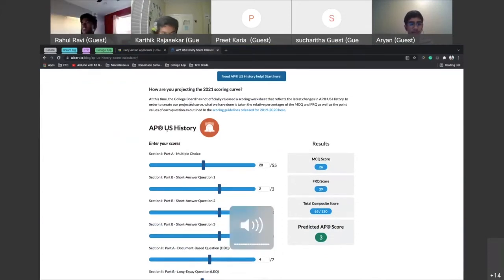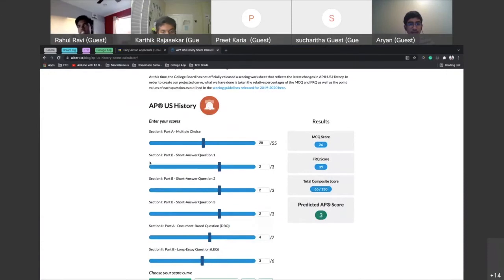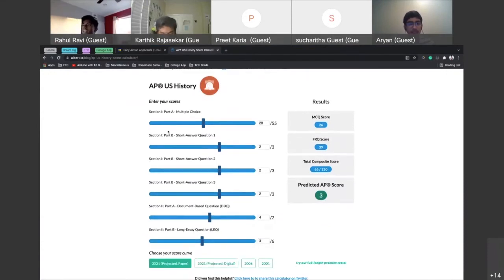All right, cool. So here is a score calculator for AP US History. As you can see, there are two sections, section 1 and section 2. Section 1 is multiple choice and short answer questions, and section 2 is two essays, the document-based question and the long essay question. So let's take a look at the multiple choice, and there are 55 multiple choice questions on the APUSH exam.